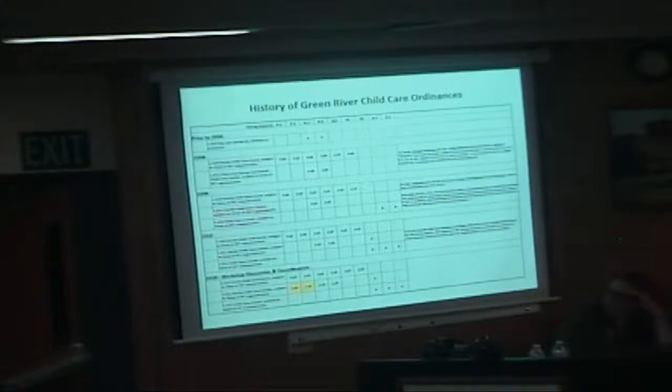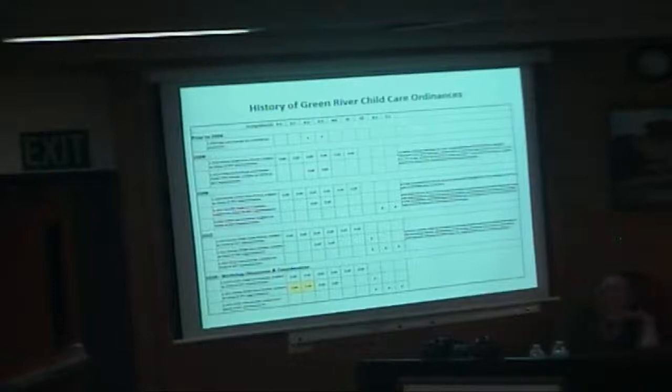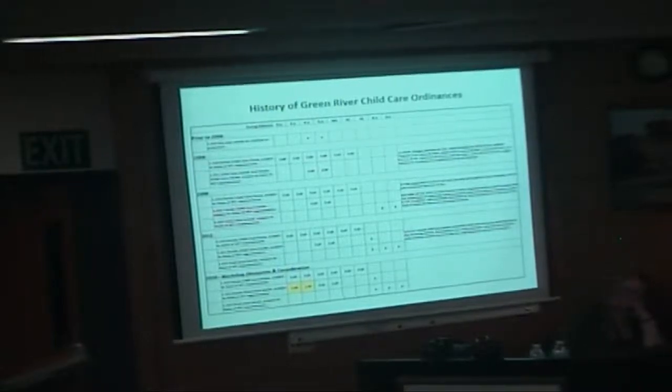In 2006, if you look down a little bit, again in red is what was changed. They separated the FCCC and the CCC definitions, and they added a permitted use for the Child Care Center, the CCC, in the B1 and B2.